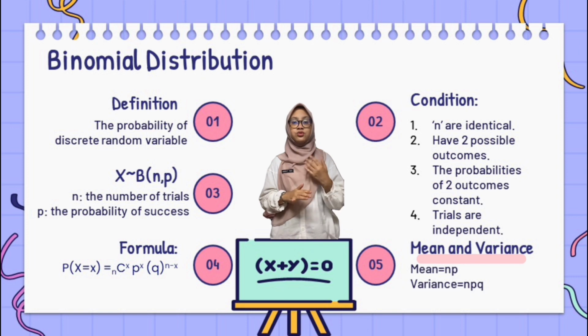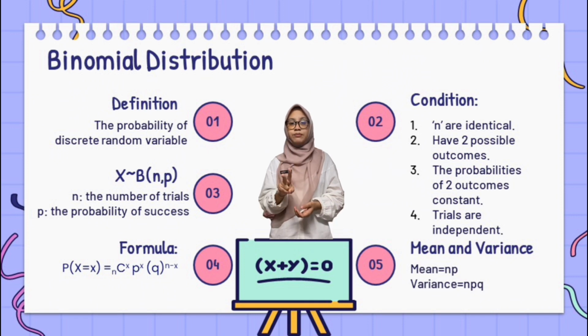Lastly, you need to know and remember the formula for the mean and variance of the binomial distribution. The formula for the mean is n times p, meanwhile the variance is n times p times q.